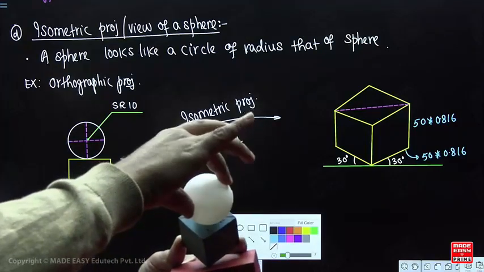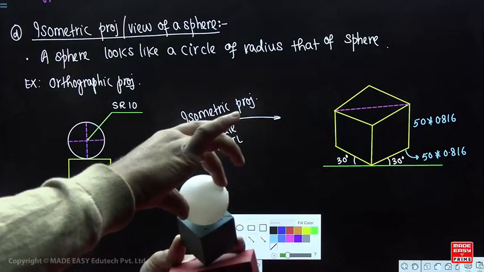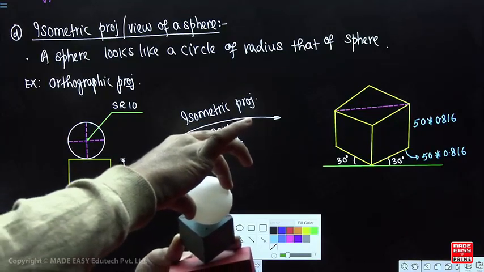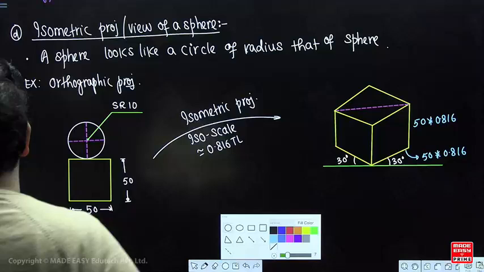See, this is how it will look. Some portion of the sphere is lying below the diagonal, isn't it? Clear? So that is what we have to draw here.